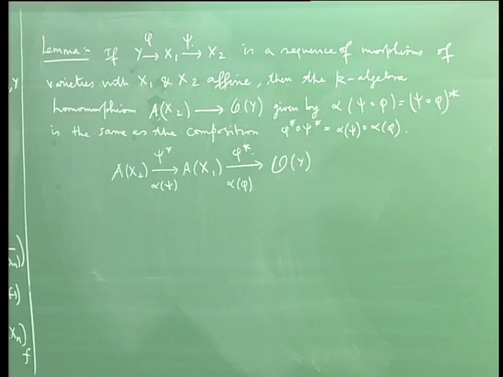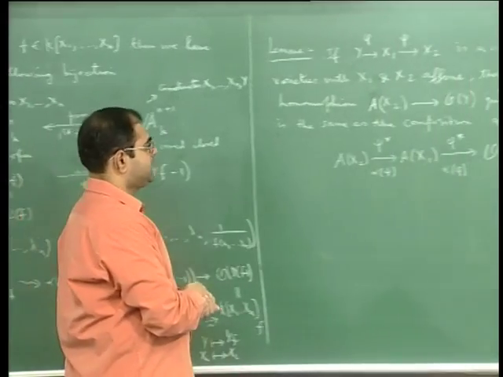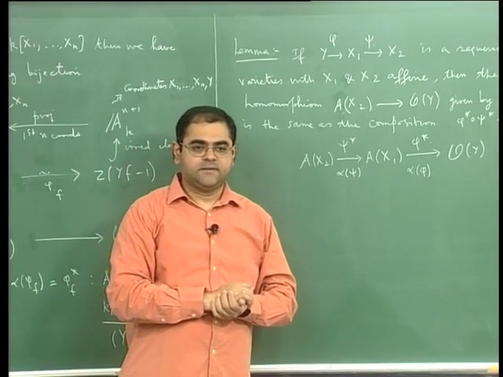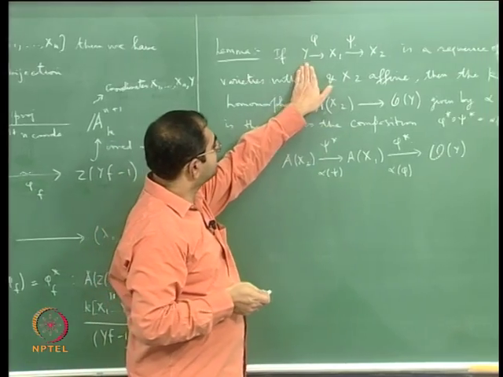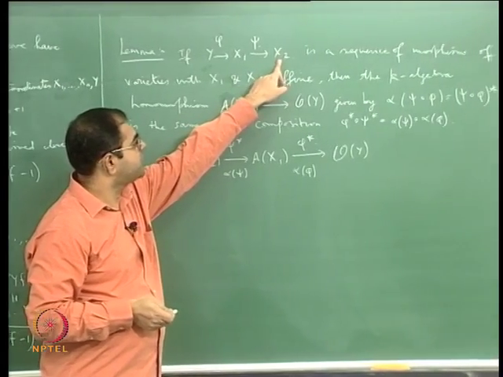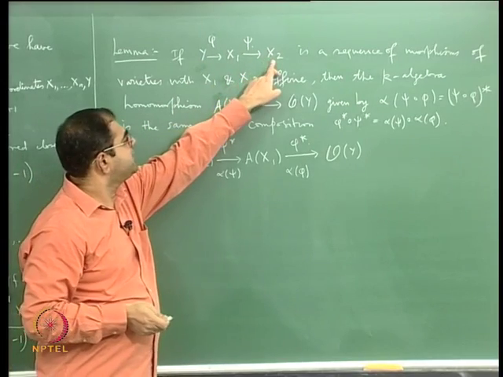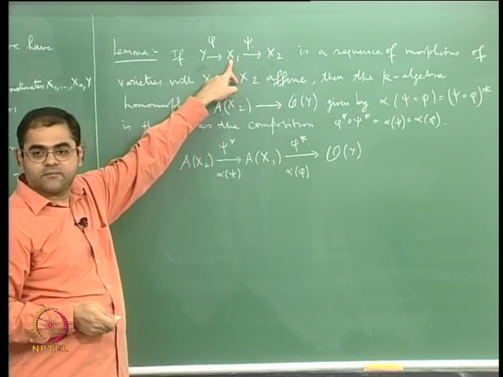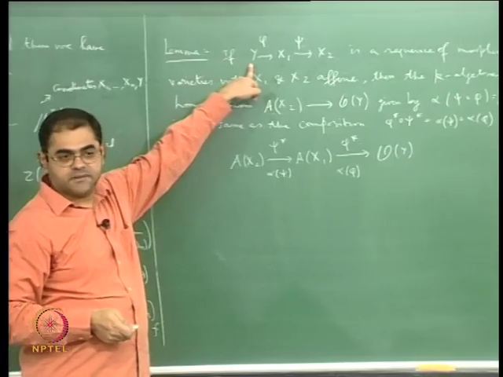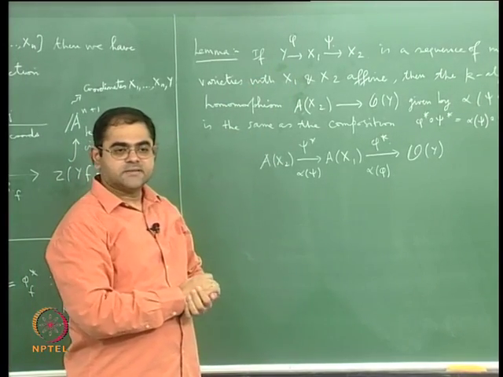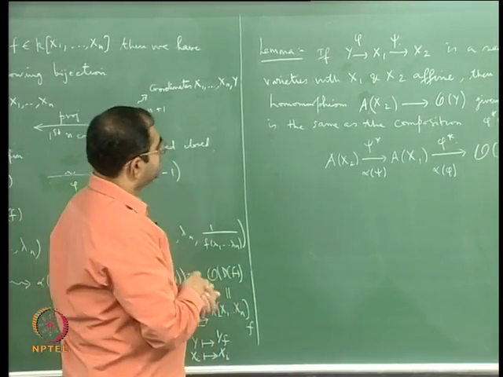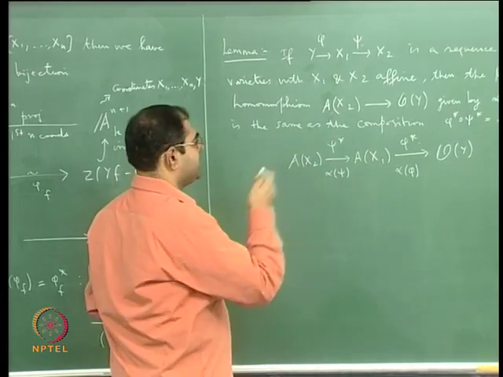This looks a little long to write down, but all I am saying is that the notion of pullback of maps is very functorial. If you have a composition of morphisms, pulling back a function on X2 all the way to Y is the same as first pulling it back to X1 via psi, and then further pulling back the resulting function to Y via phi, okay. This is something that you can check very easily. There is nothing much about it, okay. This is a very easy lemma to check, so I leave it to you.